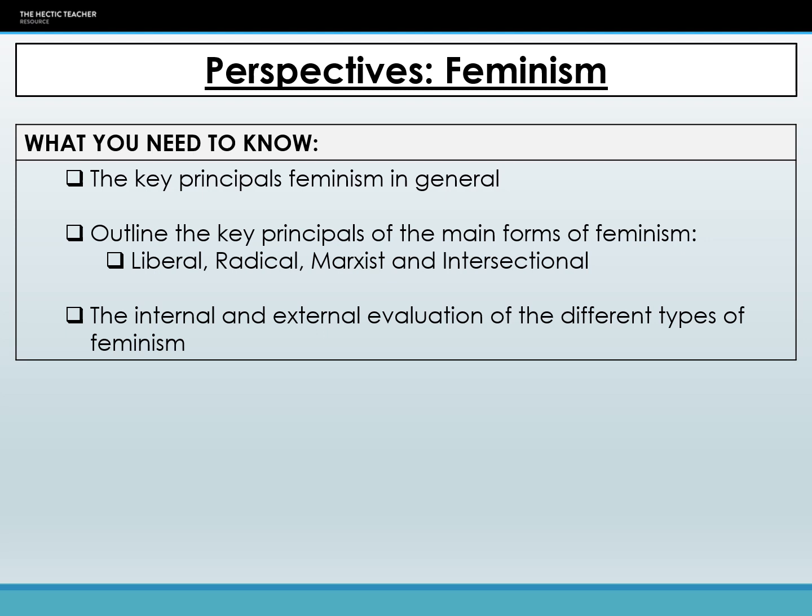In this lecture, we're going to be looking at feminism, and in particular sociological feminism, because there are other forms of feminism: economic, political, etc. We're going to look at the general principles and the history behind the feminist movement, and then look at the specifics of liberal, radical, Marxist and intersectional feminism. We'll then evaluate them and see how effective they've been. We are looking at their views on society in general, and you'll then apply this to the topic areas as we continue through the course.